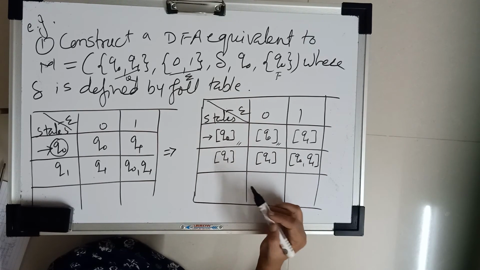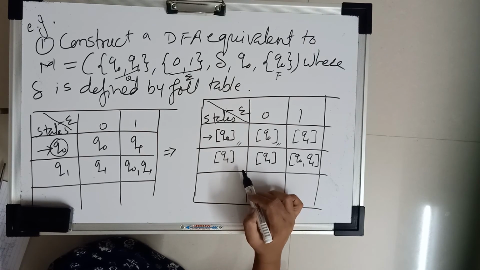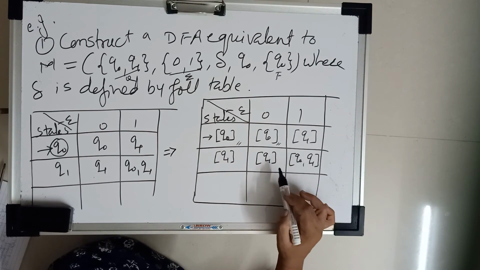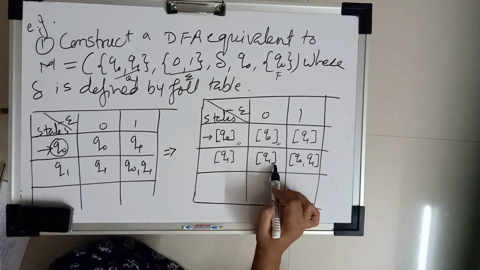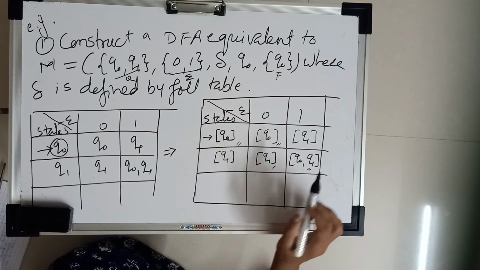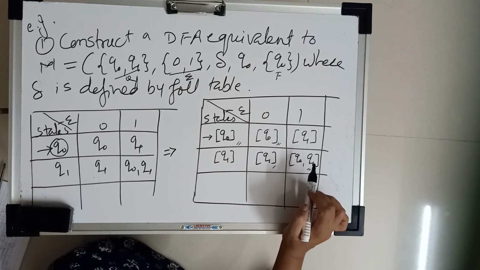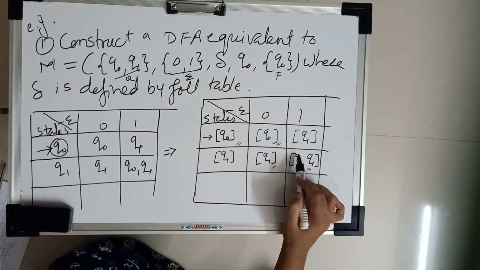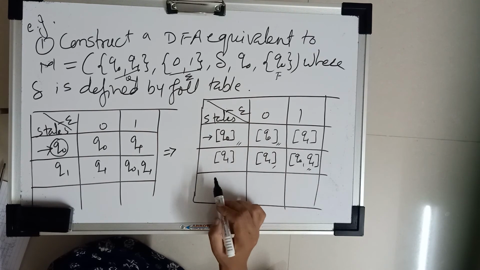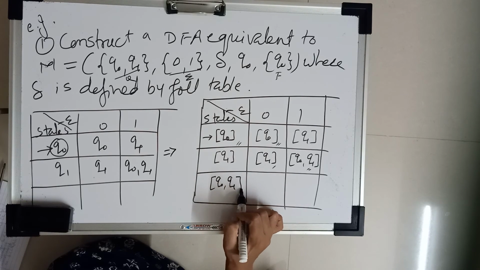Again, which one is the next state? Check whether we get a new entry from these columns, except these two. Q1 we have already taken, so Q0, Q1 is the new state. These two states are not different; if we write them in square brackets, it means we consider them a single state. So we will consider Q0, Q1 as the next state.